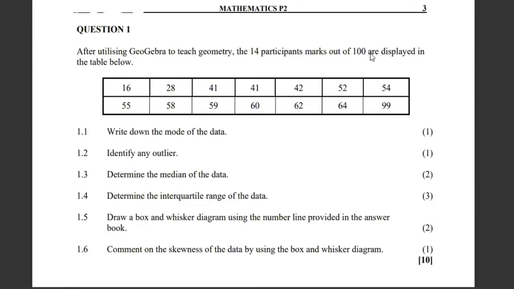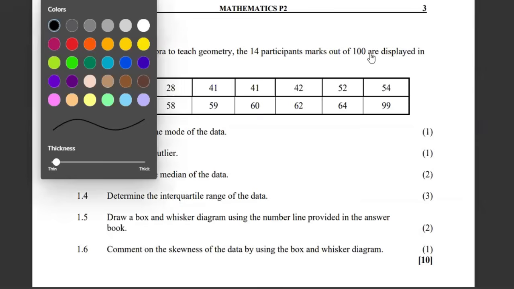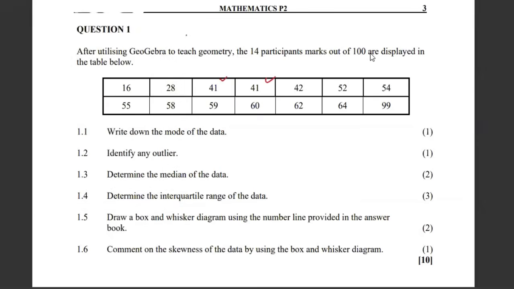1.1, they're asking us to write down the mode of the data. So we know that the mode is basically the number that appears the most. So in this case, the number that is appearing more than the rest of the data pieces is just a 41. And then 1.2, identify any outlier.